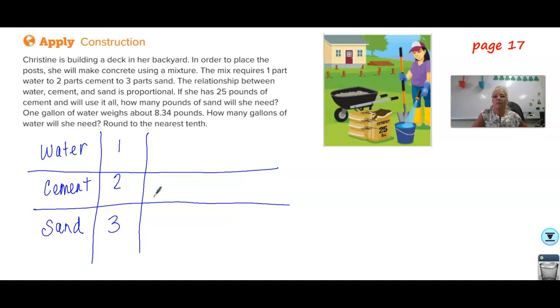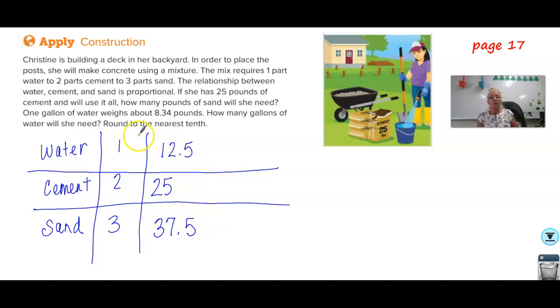Okay, so we go on reading. It says the relationship between them is proportional. If she has 25 pounds of cement and wants to use it all, how many pounds of sand will she need? Well, if she's got 25 pounds of cement, what do we multiply 2 with to get 25? Well, that's kind of an oddball. You could put 25 divided by 2 in your calculator, but I'm telling you, you're multiplying times 12.5, okay? So what's 12.5 times 1? Well, 12.5. And then what's 12.5 times 3? All right, 12.5 times 3 would be 37.5.